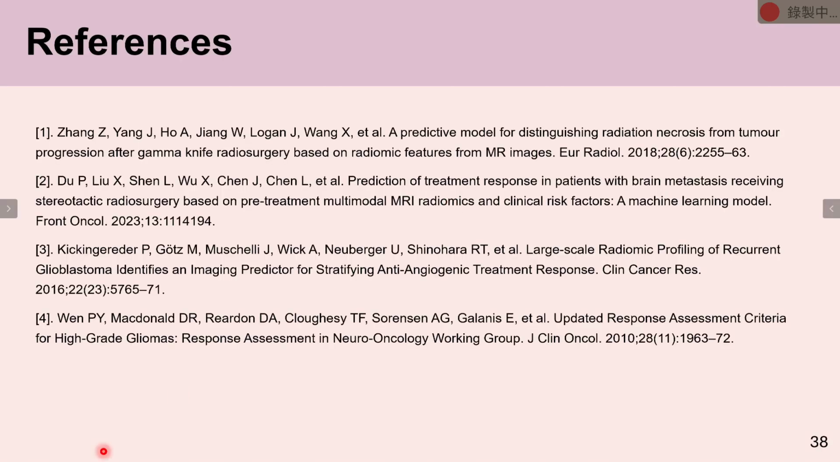Is there any questions? I want to ask about page 31. I want to know what is the difference between the positive and negative coefficients.